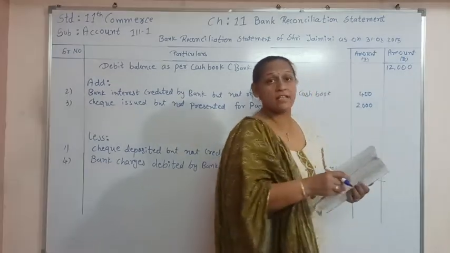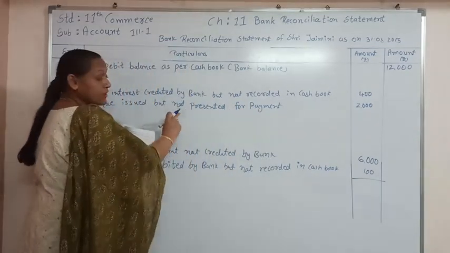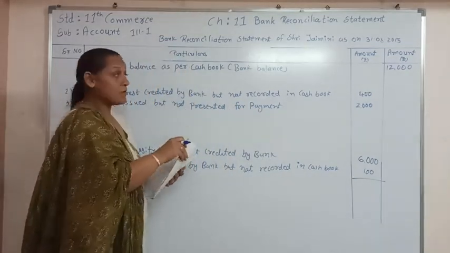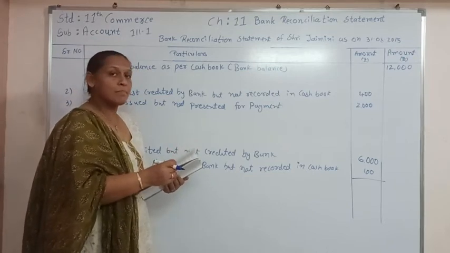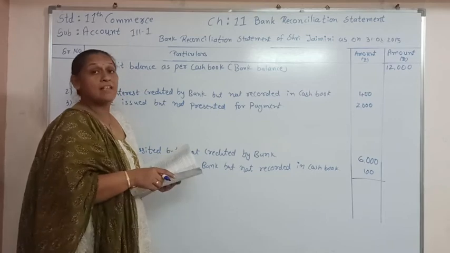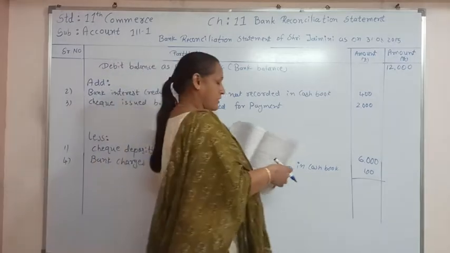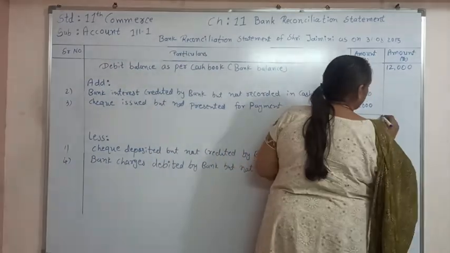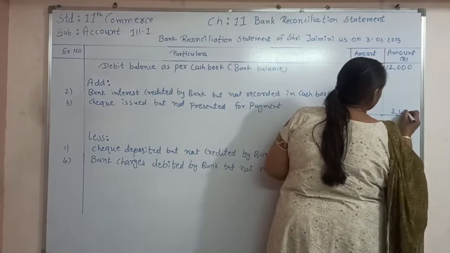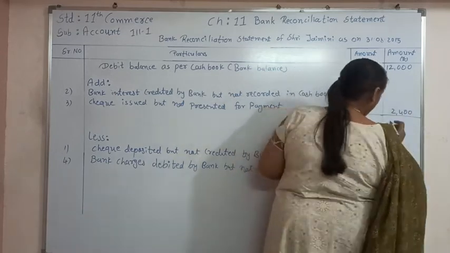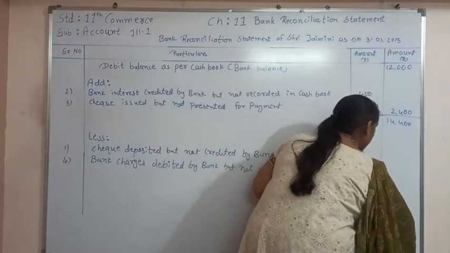So here we can see that all the transactions are finished. Now we have to add these two amount and we have to less these two amount from the balance of cash book. So we will get the balance as per passbook. If we are going to get balance as per passbook, then our sum is correct. Let's see that. So here we can see that the 2400, that we are going to add in the 12,000. So total amount will be 14,400.